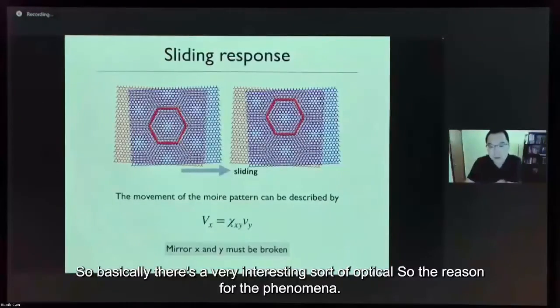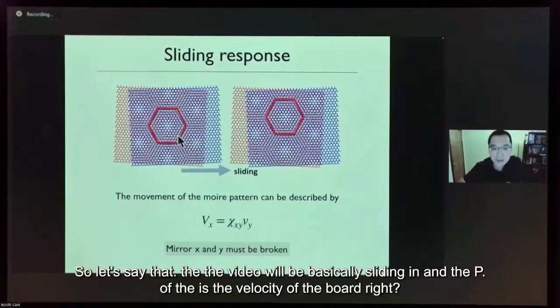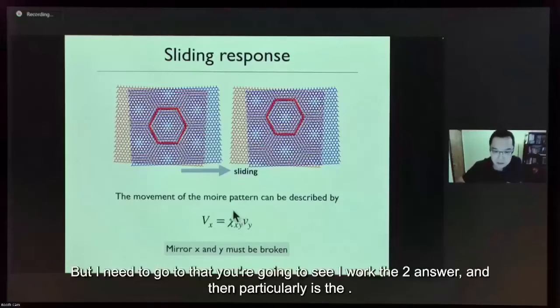The first step is, okay, let's write down the response equation and see how I can describe this mathematically. Let's say that the little v is the sliding velocity, and the big V is the velocity of the Moiré pattern. You can see that the sliding velocity and the Moiré velocity are perpendicular to each other. You will say they are connected by a rank 2 tensor, and particularly it's the xy component of this rank 2 tensor.